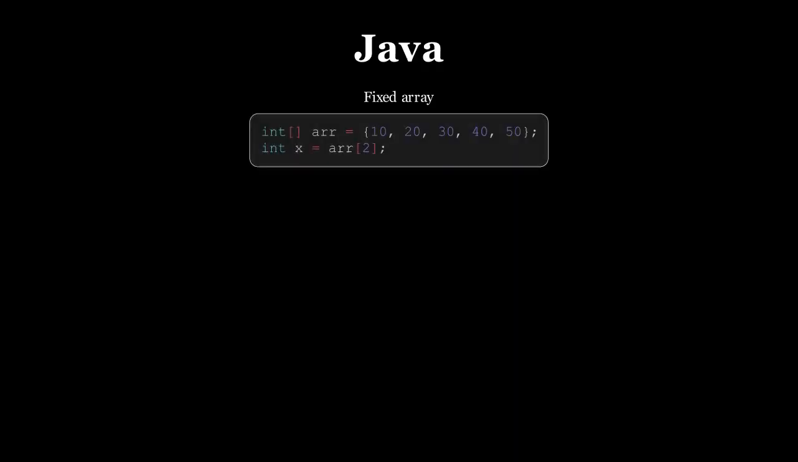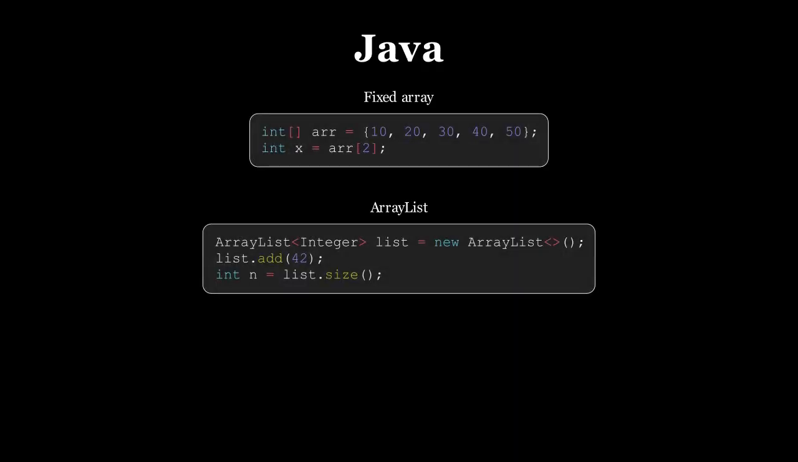Java keeps both worlds. int square brackets gives you a fixed-size primitive array, fast and tight in memory. ArrayList<T> is the growable, object-based version. add appends, get retrieves by index, and size tells you how many. ArrayList holds boxed integers, not raw ints, which costs you a bit of memory and speed.